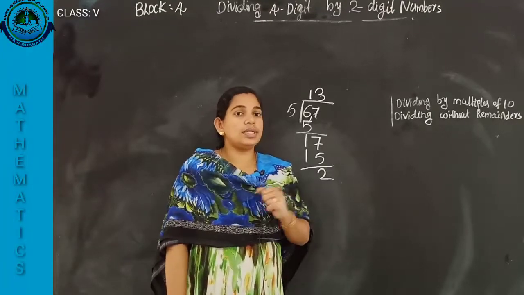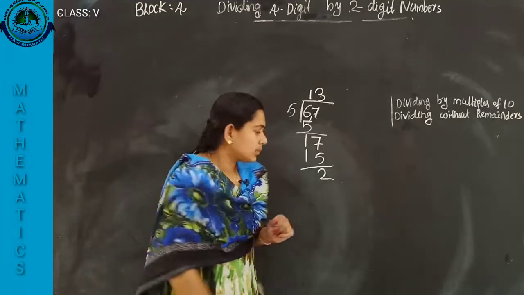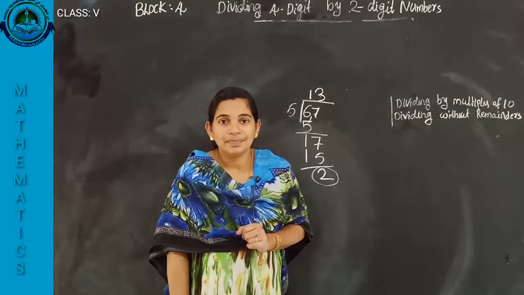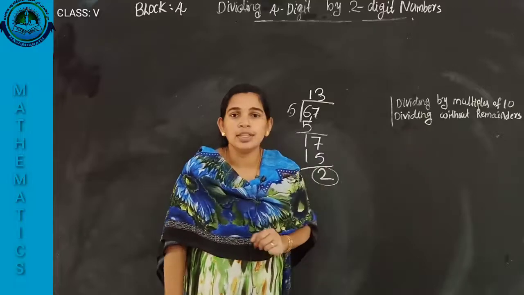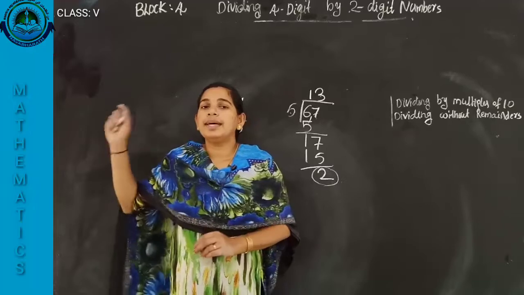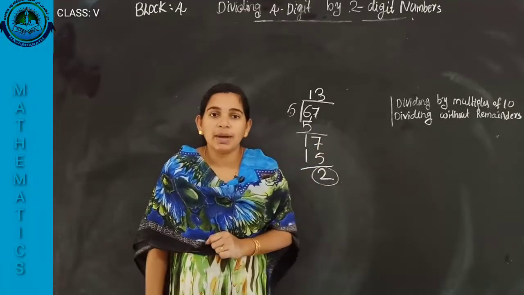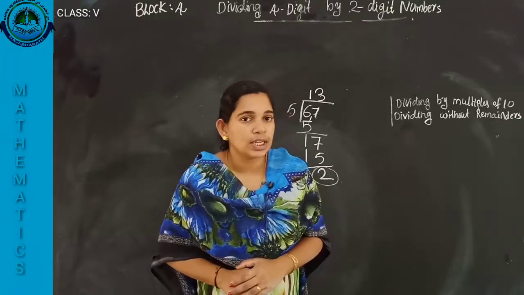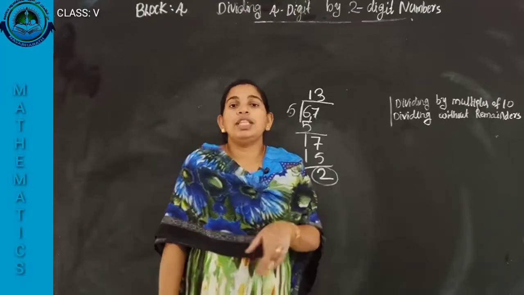How many sweets? 13 sweets. But in my hand, 2 are remaining. So here, what is the remainder? 2. So in the first section, we did dividing without remainders. Today we are discussing dividing with remainder.